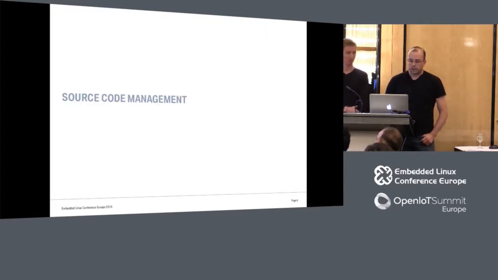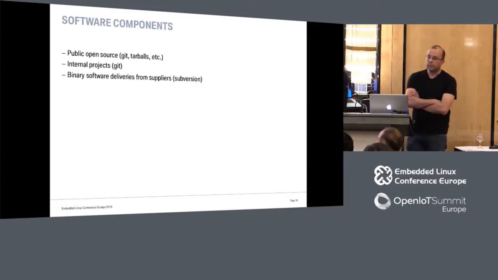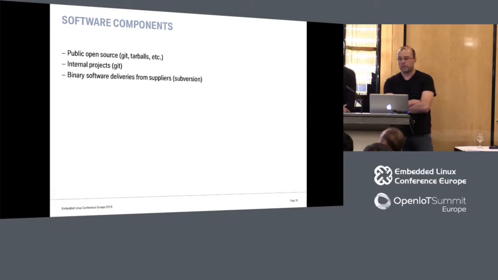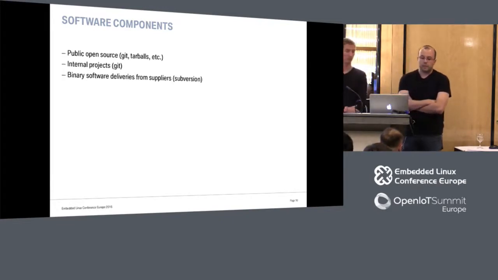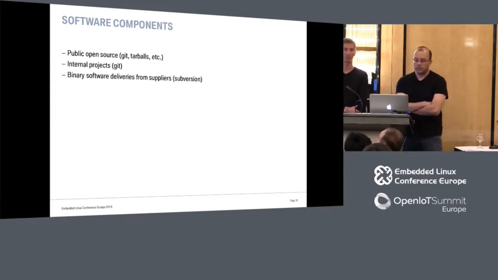Some words on source code management. As Mikko said, we have component builds and system builds. This is about components. Basically, the source can come in three types. We can have public open source sources, internal projects, internal to the company, and binary deliveries from suppliers. Those are usually in Subversion, and they are really binary. We don't need to compile them.